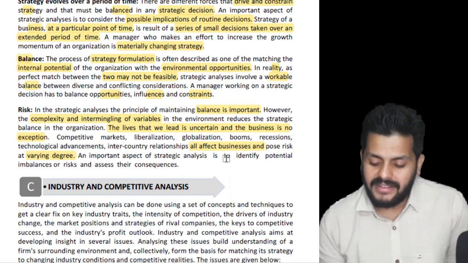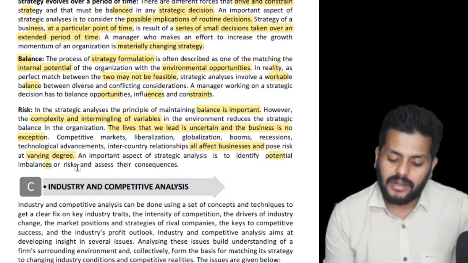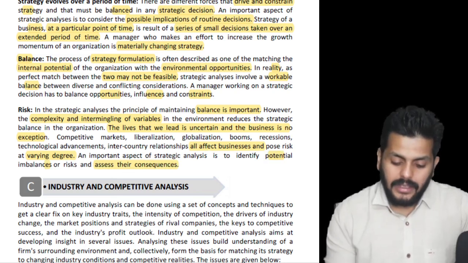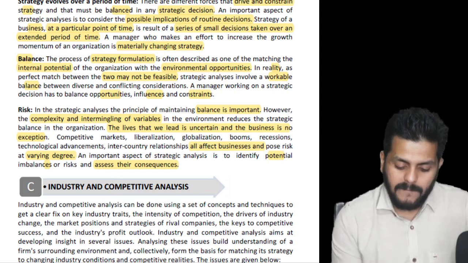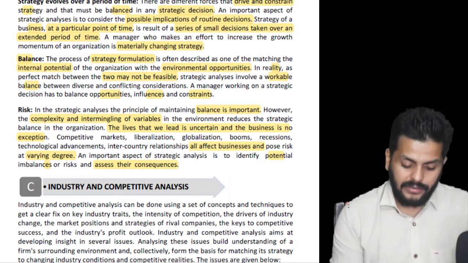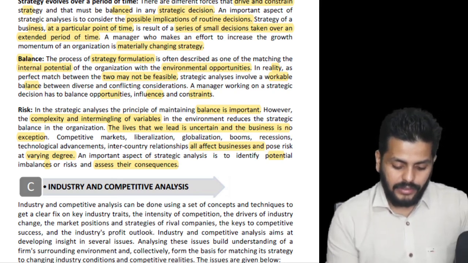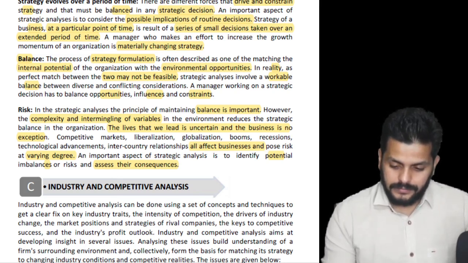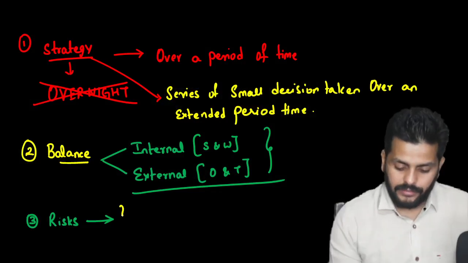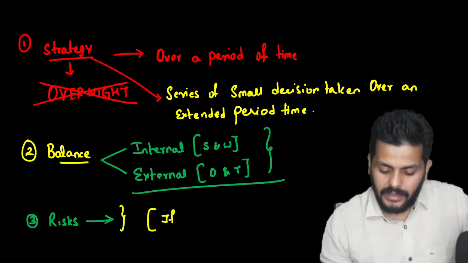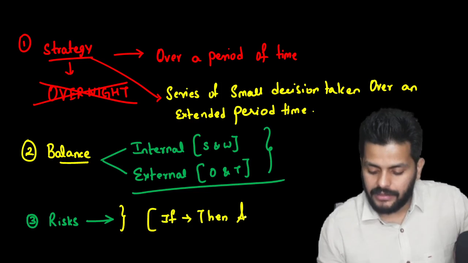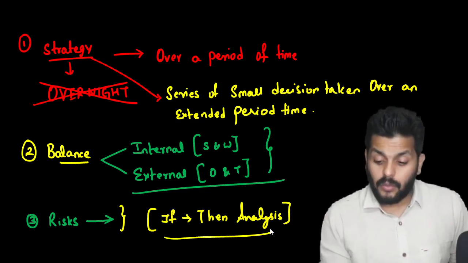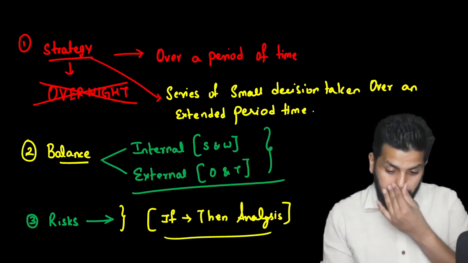An important aspect of strategic analysis is to identify these kinds of potential imbalances or risks and assess their consequences. Write down there in bracket: if-then analysis. What is it called? You can state it as if-then analysis. So for the third point wherein we have risk, list down all the risks and you can say that we do an if-then analysis, which is nothing but: if this occurs, then what? That sort of an understanding.